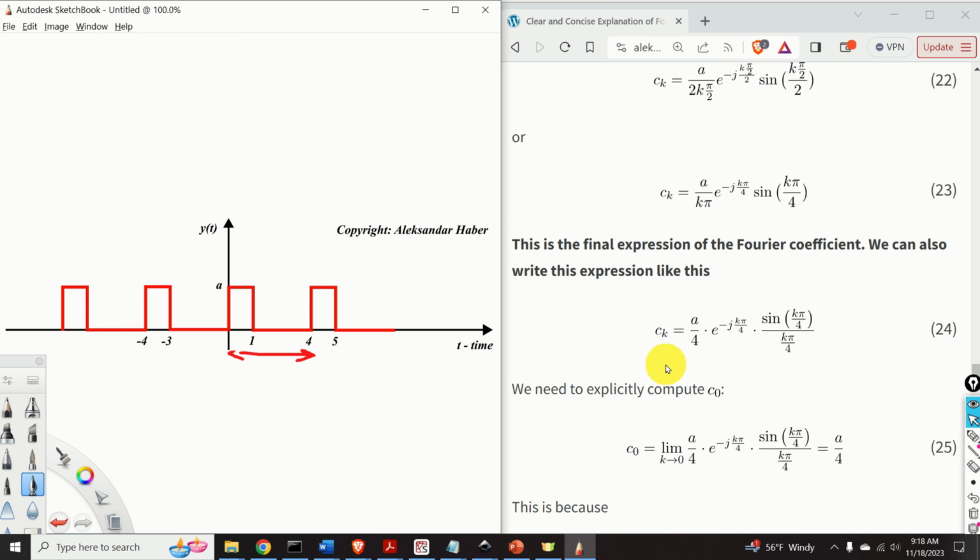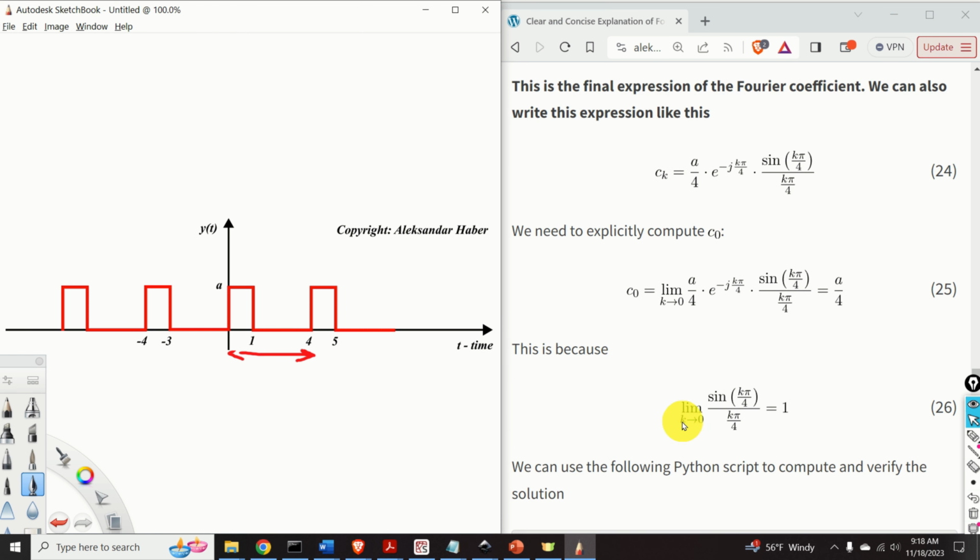Okay, now let us explicitly compute c0. The issue with computing c0 is that if you substitute k equal to 0 over here, you will obtain 0 over 0. And this is indefinite. So you need to use a trick, that is, you need to compute a limit. So you compute a limit when k goes to 0 of this term, and you will obtain A over 4. This is because the limit value when k goes to 0 of this term is actually equal to 1. This is because sine x over x is equal to 1.